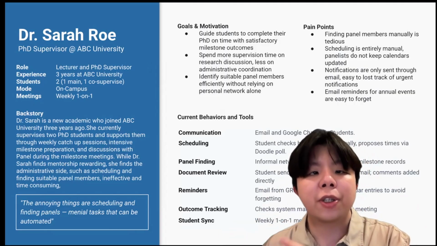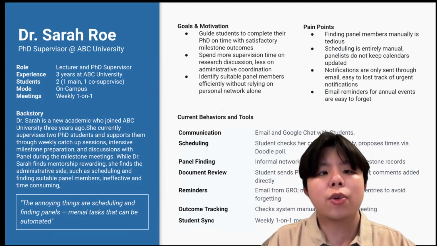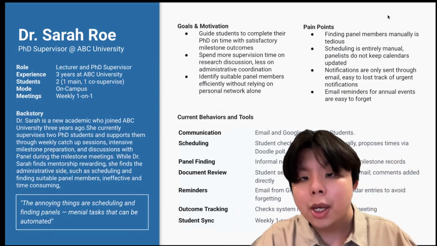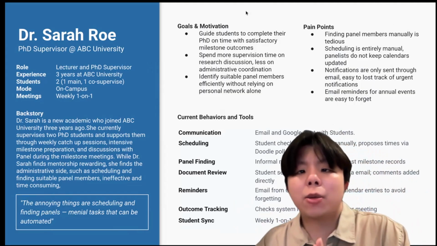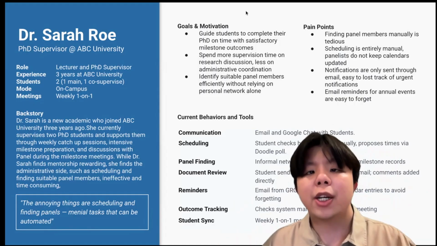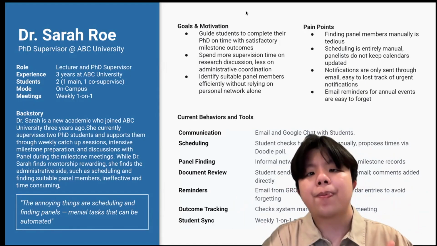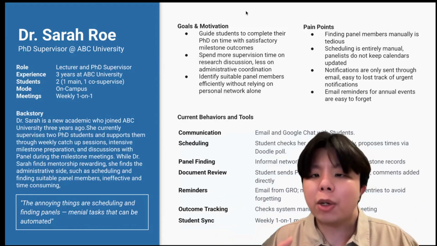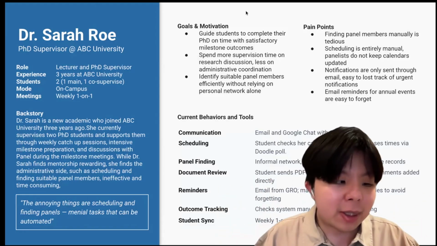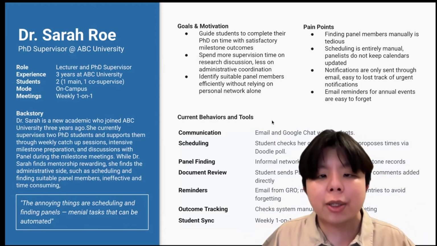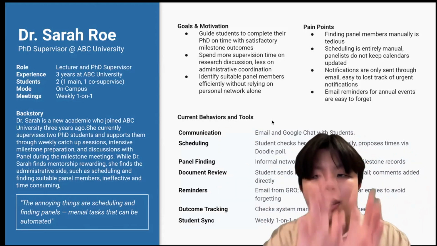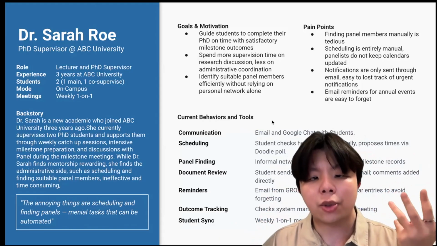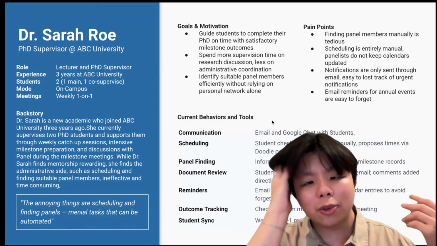She spends most supervision time on research discussion, and she also wants to identify suitable panel members because currently she's doing everything manually. So for the pain points, finding panel members usually is very tedious for her. Scheduling is all manual, just like previously. Notifications are sent without a direct notification system, so it's just direct emails. And email reminders are easy to forget. And basically, the tools that she's using are the same as Jane's. So communication, scheduling, panel finding, everything is done manually through Google Chats and emails. Document review emails and reminders are also done via email. Outcome tracking is also checked manually.